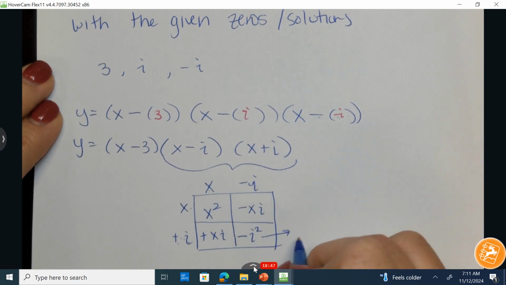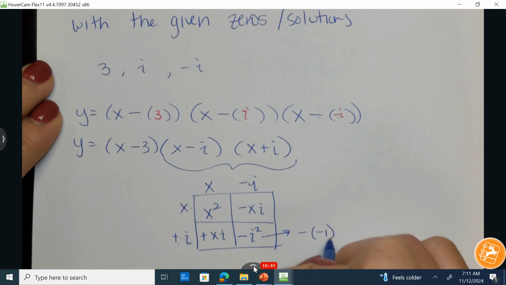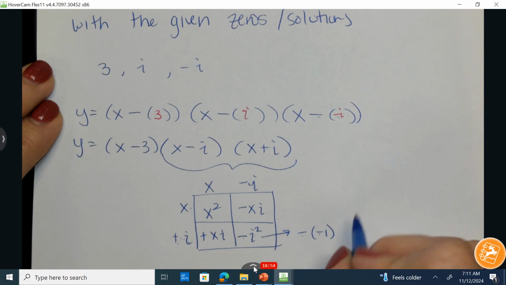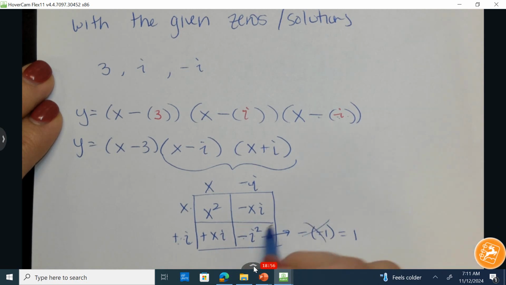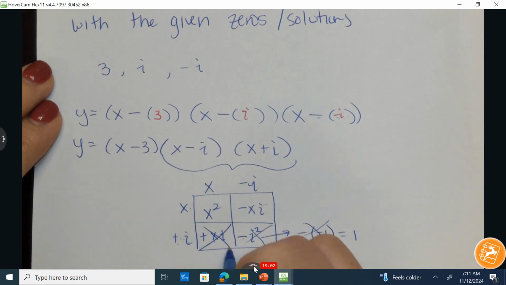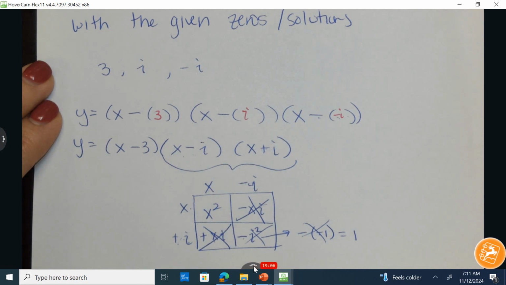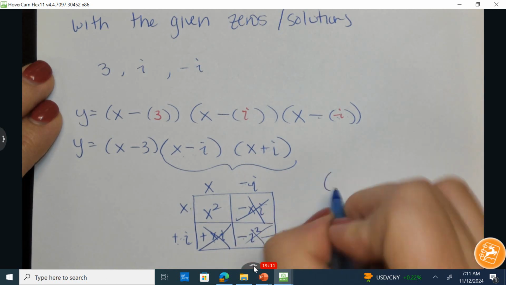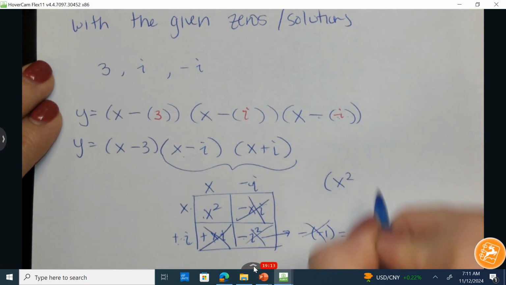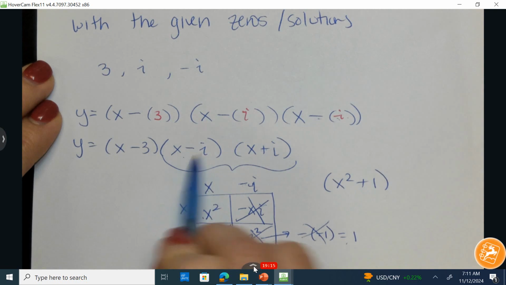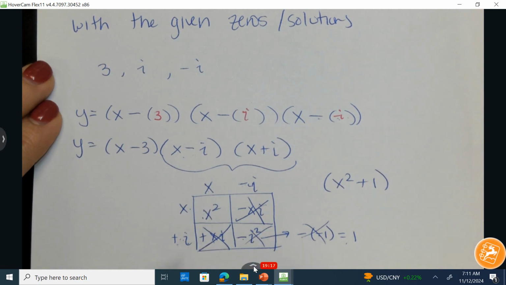Now I know that i squared is the same as negative 1, so I really have negative times negative 1. A negative times negative 1 is a positive 1. These two are exactly opposite of one another. They're additive inverses. They cancel each other out. So when I multiply these two linear factors, I end up with x squared plus 1. When I multiply these, I end up with x squared and plus 1.